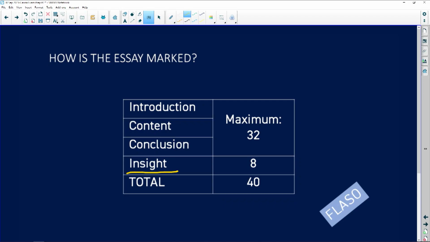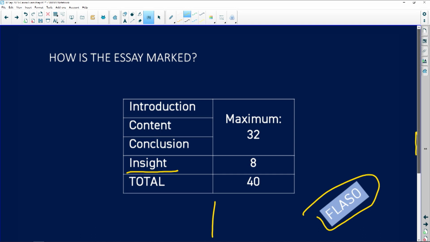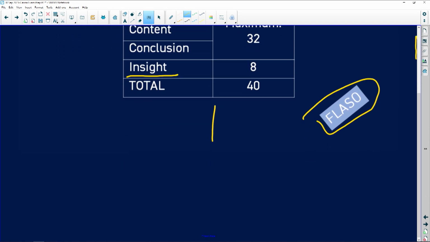All right, insight is better known as the FLASO marking method. All right, I'm going to get this right now. There we go. All right, FLASO. So F stands for the facts, which we've told you is out of 32.